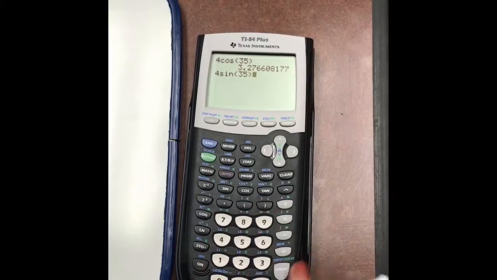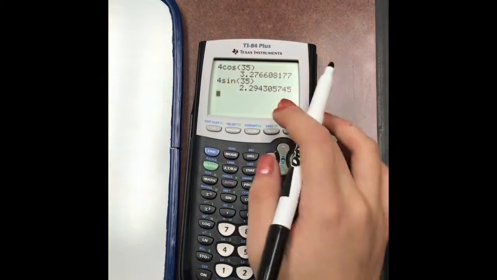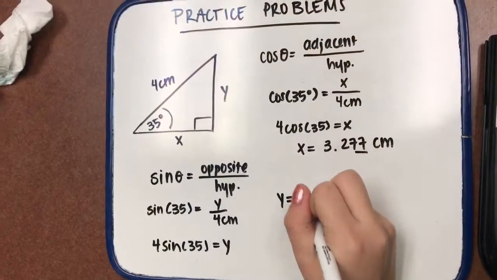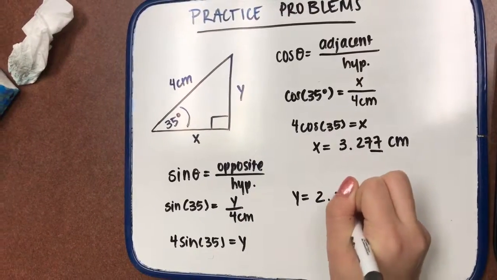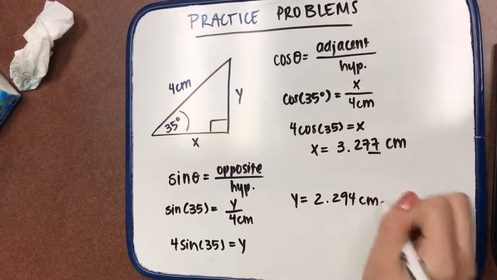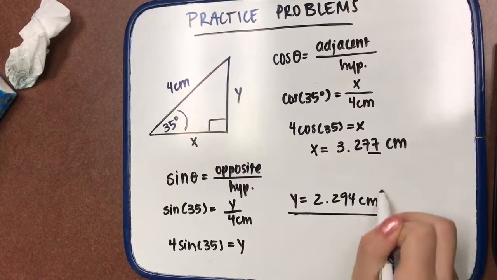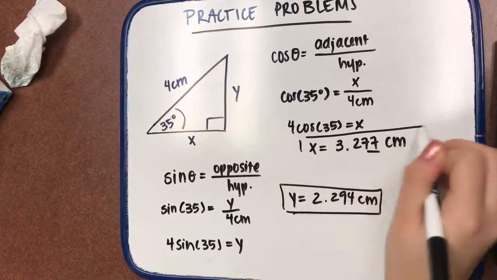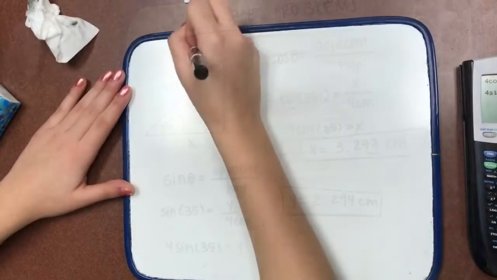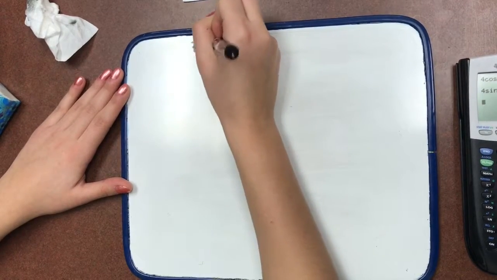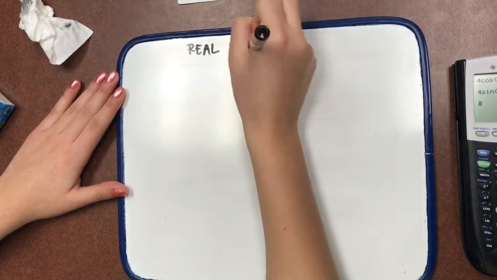And we're going to move on to the calculator again. So we do 4 times sine 35. It's going to give you 2.294, and it's going to be in centimeters. So our x is 3.277, and our y is 2.294 centimeters.